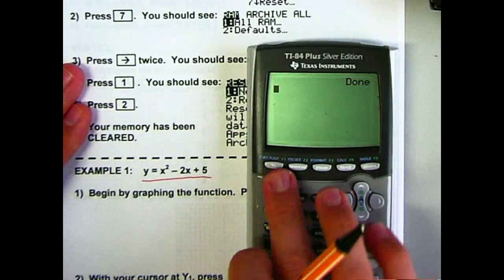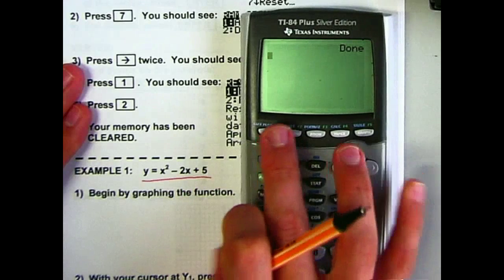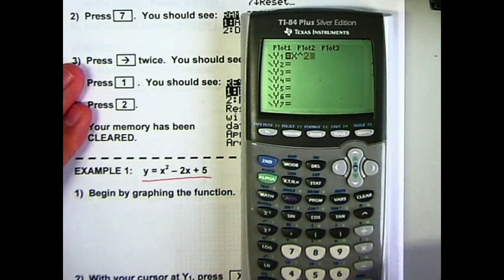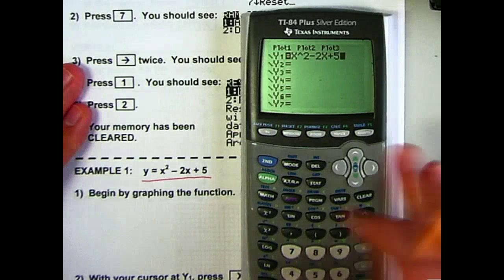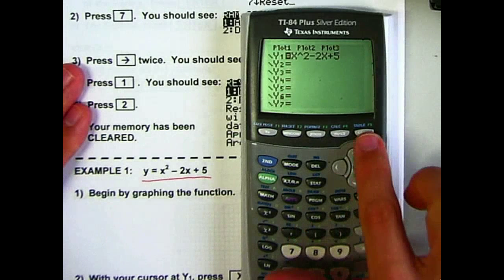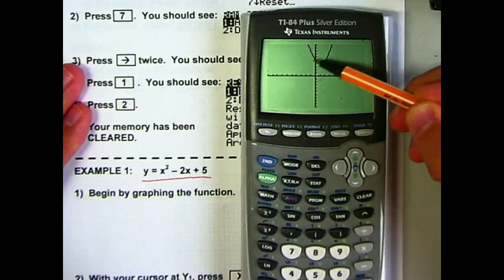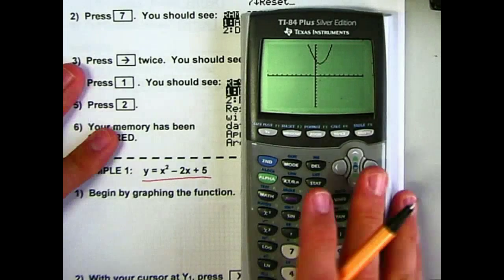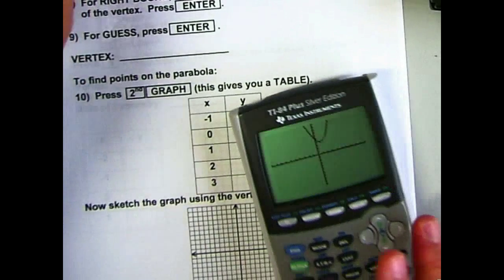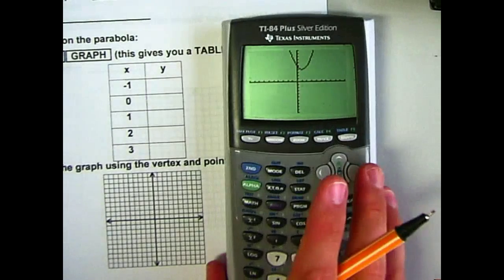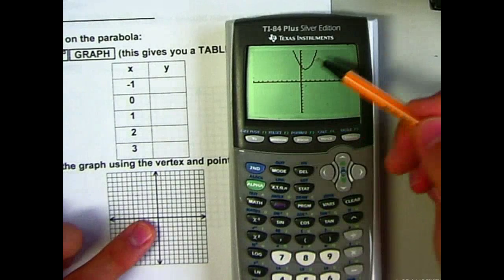So get your equation. Go to your y equals and put our graph in. So x squared minus 2x plus 5. Okay, and let's just go see what that gives us. Our graph there is going to look like this. So all we want to do is start to pick a few pieces off of this graph and put it onto our grid. We want to get to a spot where we can put some accurate points onto this grid from this graph.